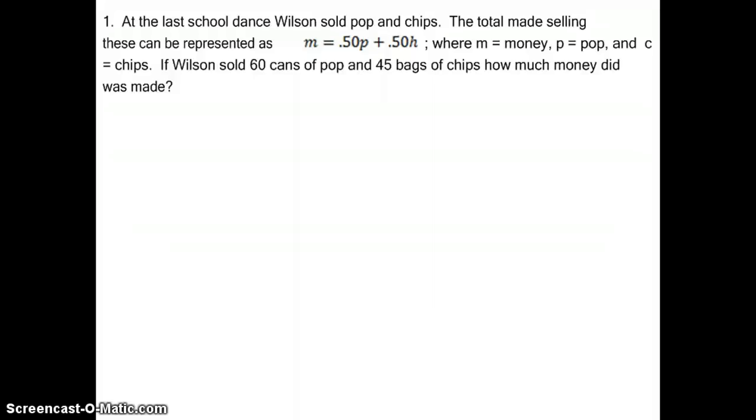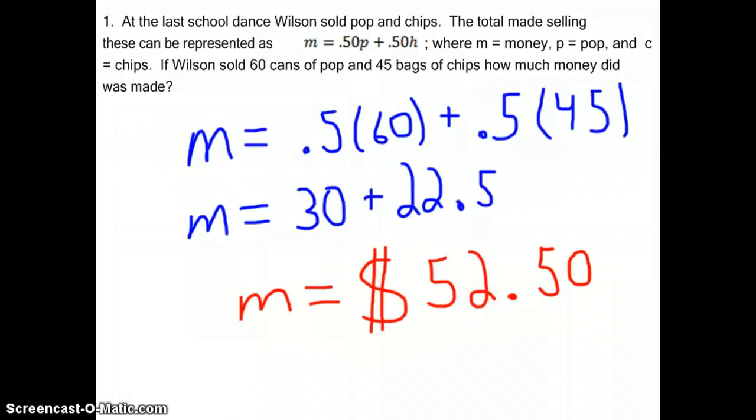And in this problem, H is chips, not C. H is actually in the equation, not C. So H is your chips. Alright, so on this one, what you would do here is each of them costs 50 cents. So you'd use your equation. It said that we had 60 cans of pop. So where P is, we would put 60 because we sold 60 cans of pop. And for our bags of chips, we sold 45. So where our chips are supposed to be, we put 45.